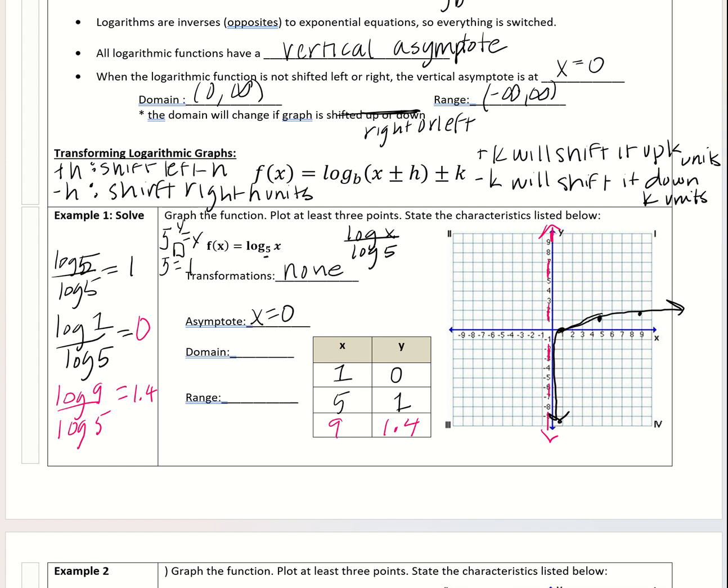The range, like I said, is negative infinity to infinity, because you can plug in any y value you want, positive or negative, for the exponent. But your domain is going to be 0 to infinity. And that is because we are going this direction. That is from 0 to the right, which is 0 to infinity.